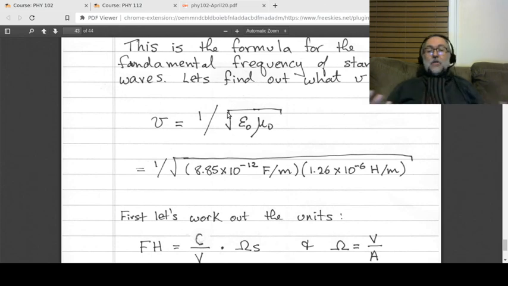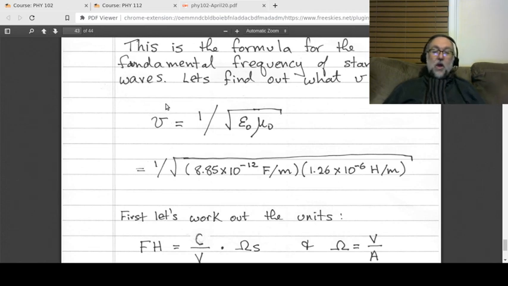So I just wanted to end. There's no problems with this, but since we did study LC circuits, I wanted to end by showing the relationship between the permittivity of free space, the ability of free space to sustain electric fields, the permeability of free space, the ability of free space to sustain magnetic fields, and the speed of electromagnetic waves.